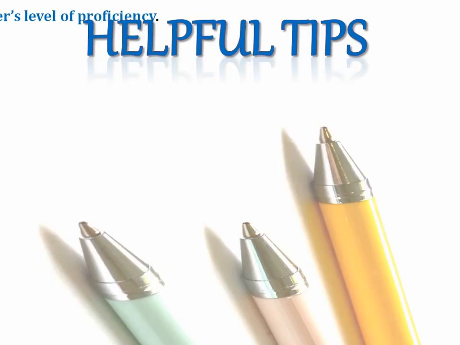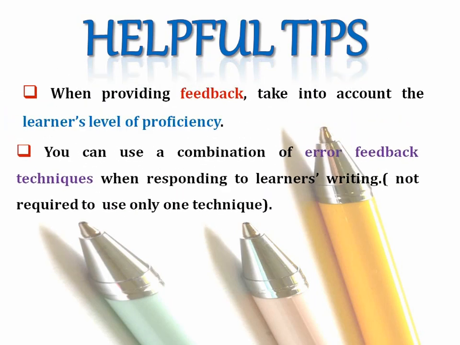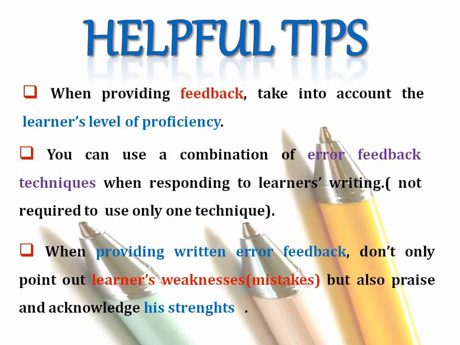At last, I would love to share with you these helpful tips related to error feedback provision. Tip number 1. When providing feedback, take into account the learner's level of proficiency. So the teacher here needs to personalize the way he provides error feedback depending on learner's level. This way, if the teacher has beginner students or students with a low level of proficiency, he can use direct error feedback to give them more support. Whereas, if the students are advanced, the teacher can use indirect error feedback.